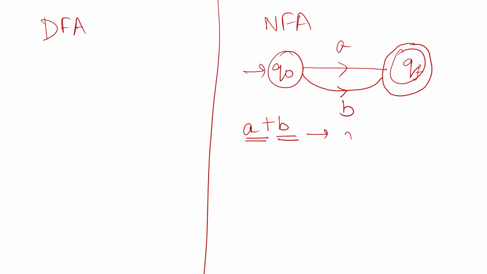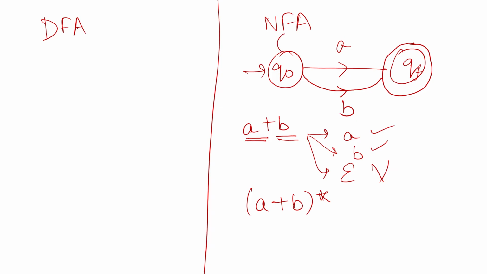Suppose your string is A, it is accepted. B, then it is also accepted. But is an empty string accepted? No. Why? Because A plus B asterisk will do that. But this is not an NFA. NFA means that you have more than one representation. Like A is also going from Q0 to itself and also going forward. That means we have two representations of the same symbol.